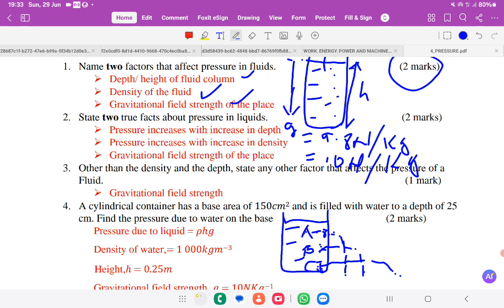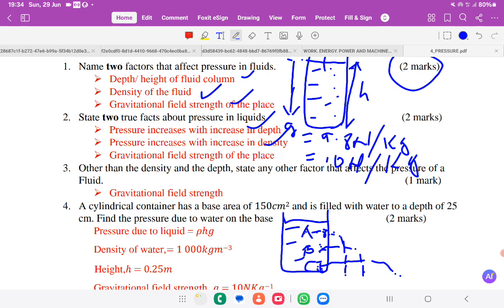So this shows that liquid pressure increases with depth. One of the facts that they are looking for is that pressure increases with depth. The deeper you go, the higher the liquid pressure. The second point is that pressure increases with increase in density. So liquids that have higher density exert higher pressure.